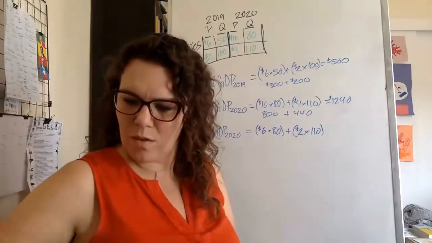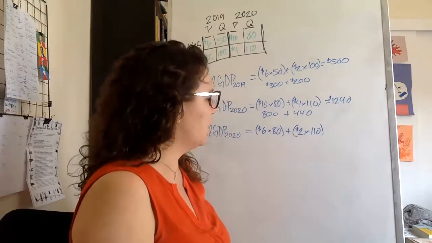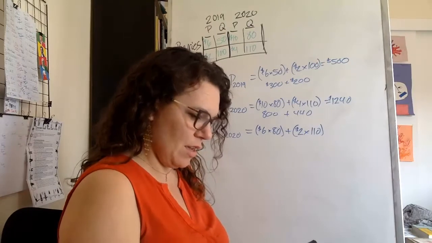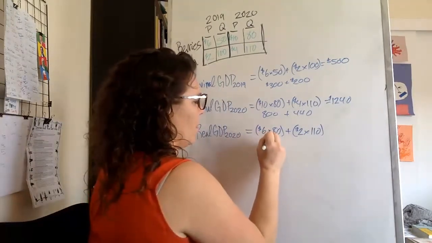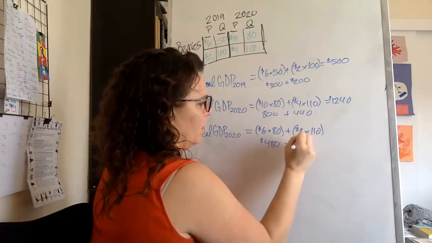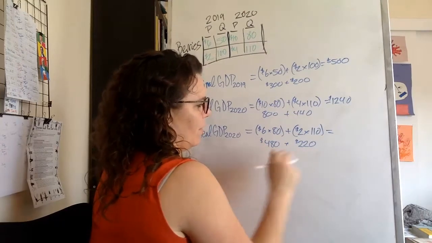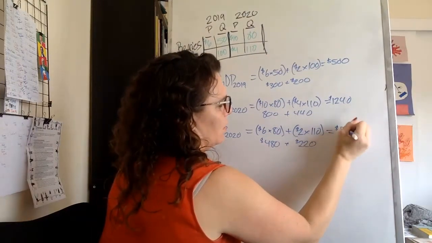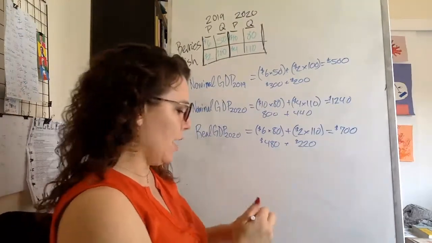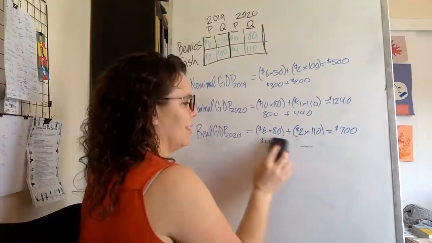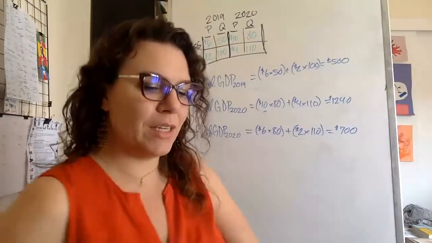So on this one, I'm going to go ahead and pull my calculator out because I hate doing math on the fly. 6 times 80 is $480 plus $220 gives us $700. So that's the real GDP in 2020. Now I'm going to go ahead and take this out so it's a little bit clearer. We want to calculate the GDP deflator.